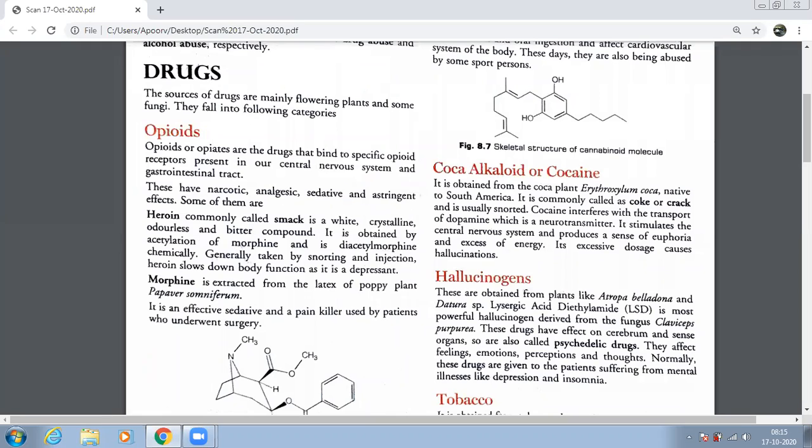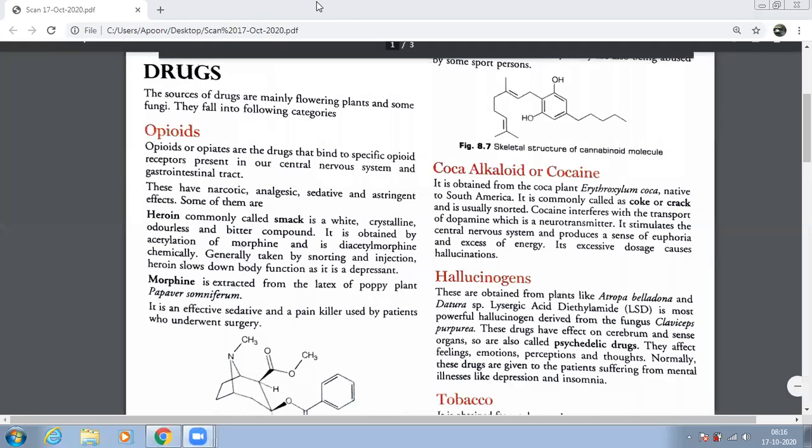Let's move on to the third one, coca alkaloid and cocaine. Read quickly, coca alkaloid and cocaine. Only identification has to be done, not drawing. Done, ma'am. Okay, very quickly, let us do this.